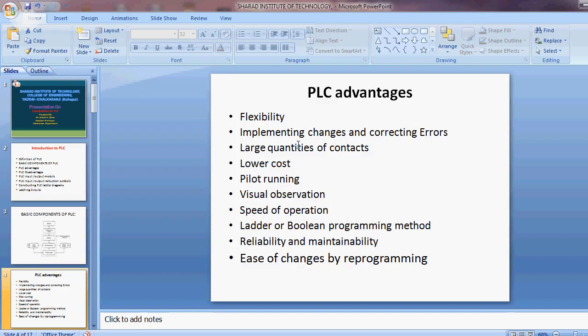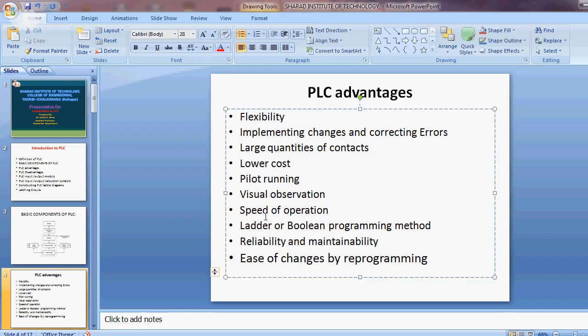The next point is visual observation. That is the main advantage of this. We can observe all the systems directly on a CRT or LCD. It does not work on a floor basis. The next important advantage is speed of operation. Relays can take an unacceptable amount of time, but a PLC requires very little time, and we can say it is very fast compared to previous systems or other control systems. Next we go to the programming method.